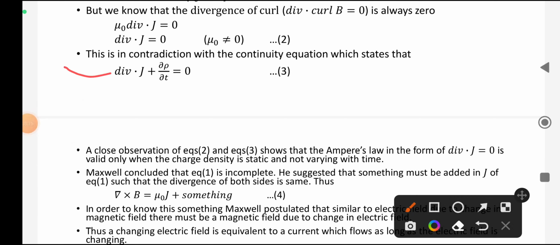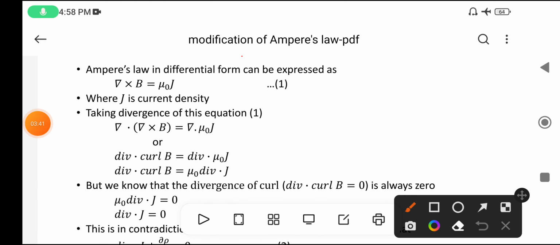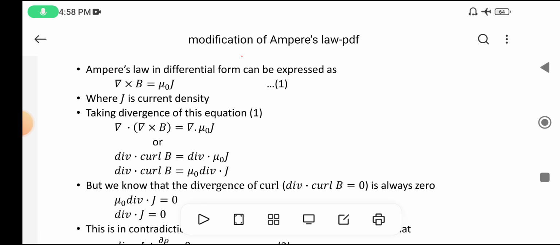So this is the equation of continuity. A close observation of equation 2 and equation 3 shows that Ampere's law in the form of div J equals 0 is valid only when charge density is static, not varying with time. So what I said just now, it is valid only for the static case. This equation we got from this one only. So that means it is valid for only static or steady current, not time varying current.